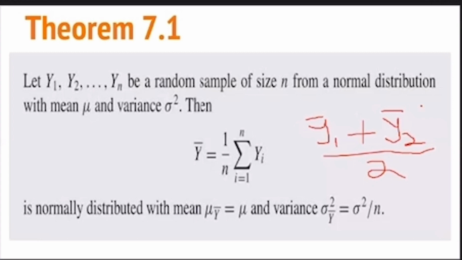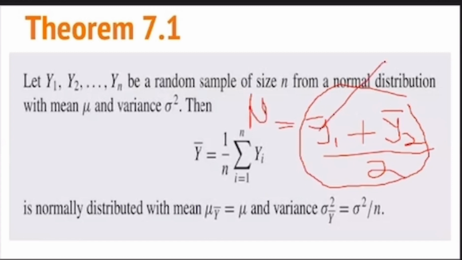So this guy here is going to be equal to mu. Why? Because the expectation of y bar 1 is mu, and the expectation of this guy is also mu. So I'm going to have 2 mu, and 2 mu divided by 2 will be mu. It doesn't depend on the sample size. If you have 5 means, by the time you add y bar 1 plus y bar 2 plus y bar 3 up to 5 divided by 5, it's still going to be mu all the time.